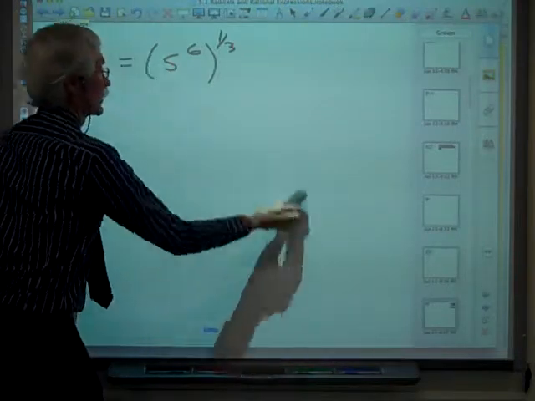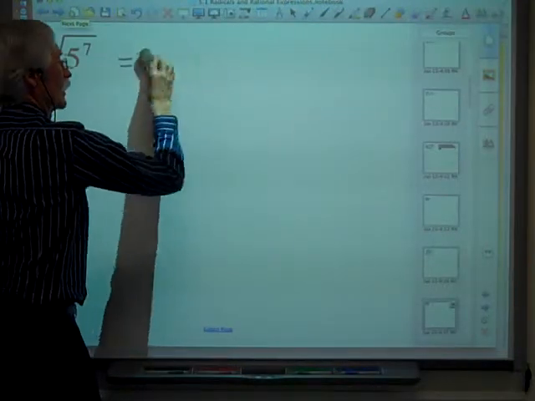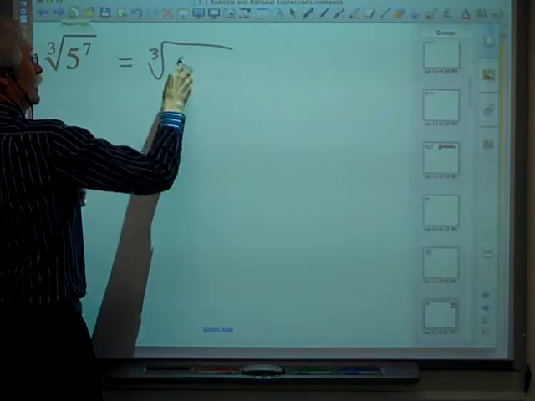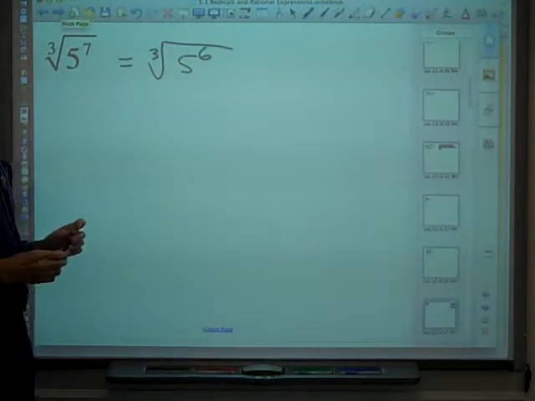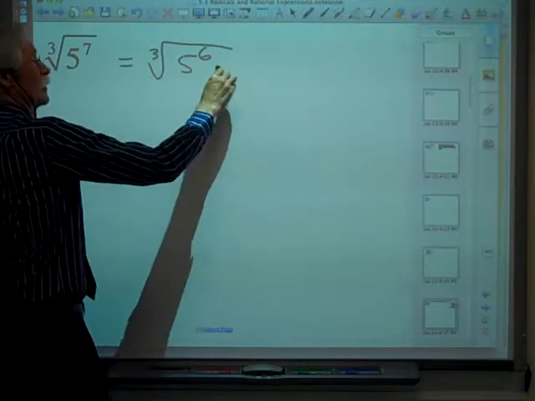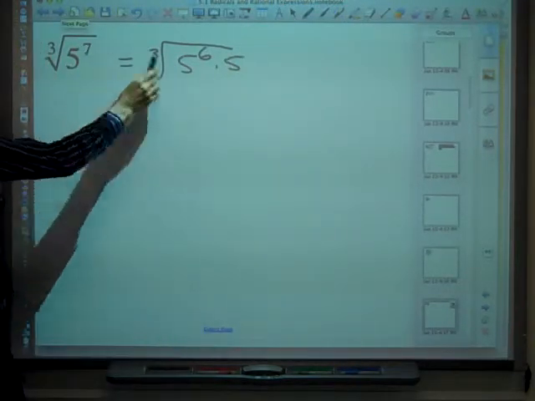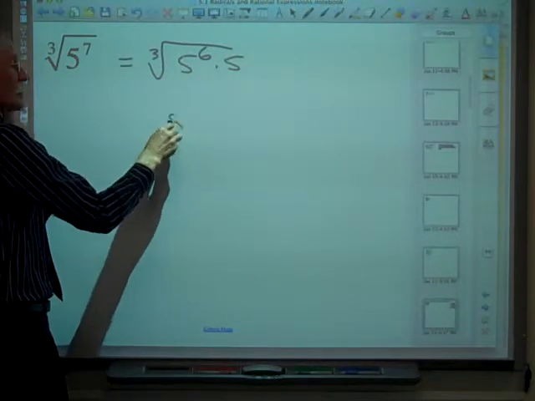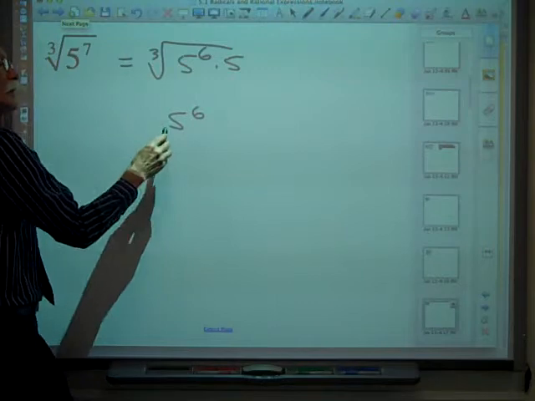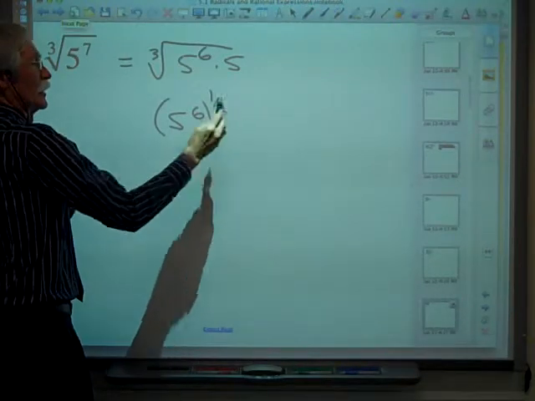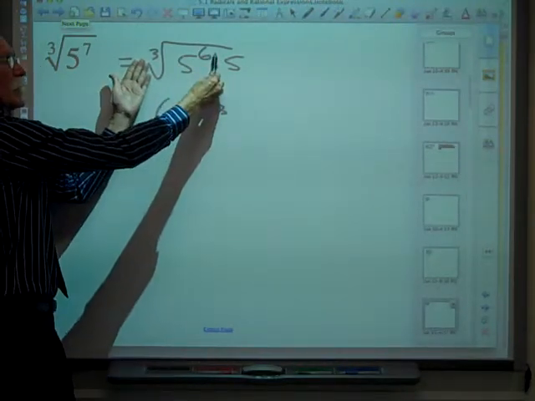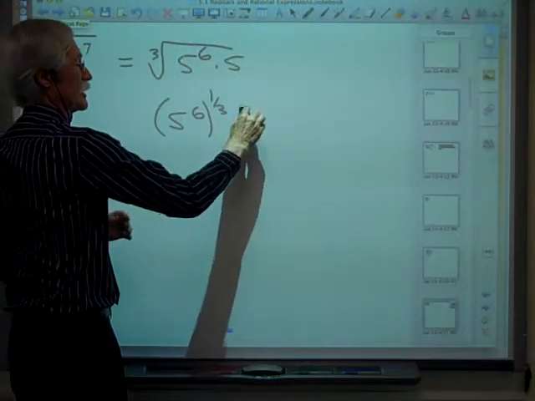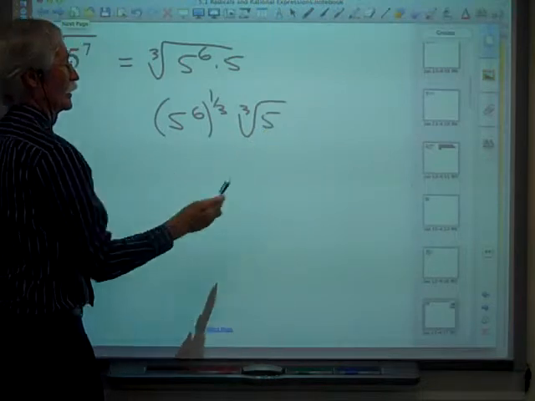Okay, so let's back up and say, well, what do we want then? We want 5 to the 6th there, times 5. Good. But there's 7. We need all 7 of them there. So there's all 7 of them. So there's 5 to the 6th to the 1/3. That will reduce nicely. What about the cube root of 5? Stays. Good. Cube root of 5.